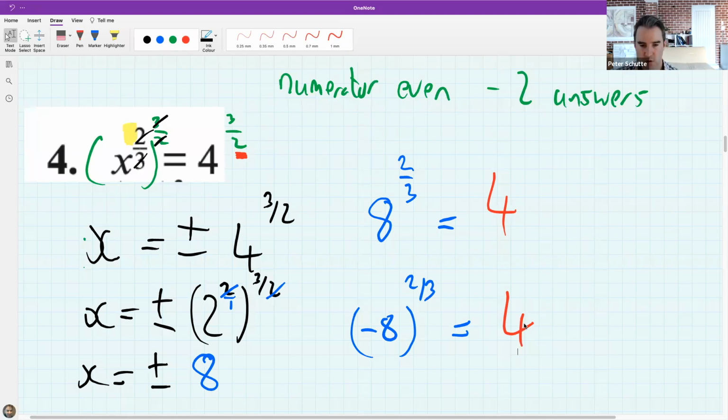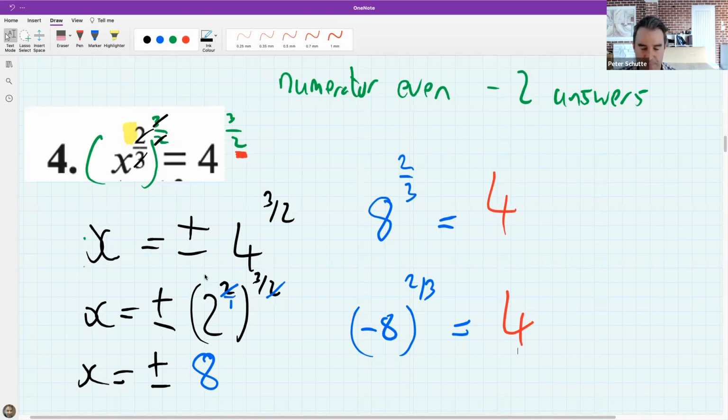Okay, so the main thing I wanted to show you to watch out for is if the numerator in the original fraction is even, we'll have two answers, and we just add this plus minus in when we raise both sides to a power. I'm telling the truth. I try to tell the truth as much as I can.